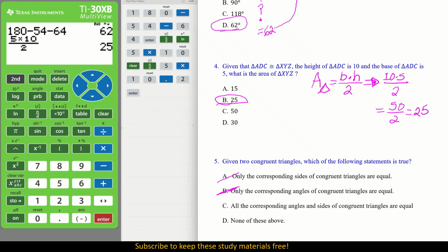Okay. This is C. All the corresponding angles and sides of congruent angles are equal. Okay. I believe that. Okay. Angles, and it says corresponding. That's a key word. Okay. I believe that. Now, D says none of these above. Well, no, I would say C. I like C. And because it says corresponding is specific. Okay. And that's what we did in prior questions. Now, there's more that we could say, but this is a good statement with a good start.